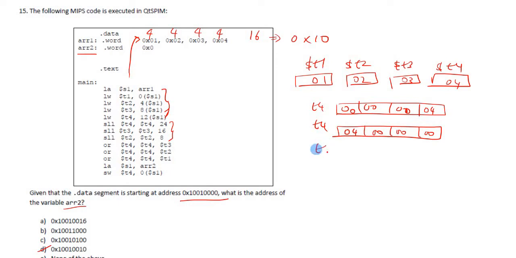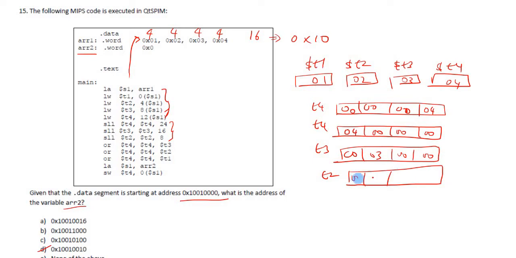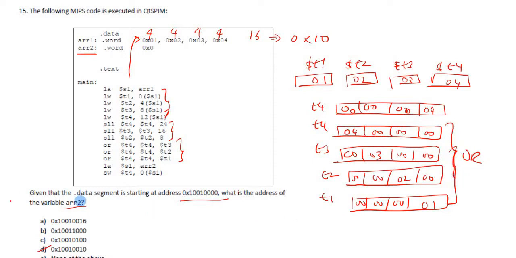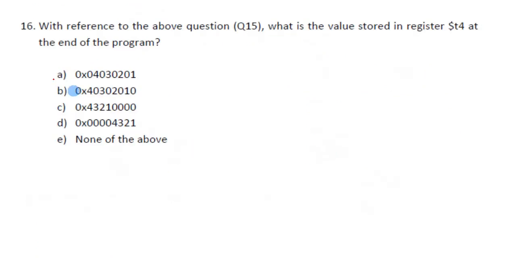Okay. And similarly T3, after I shift left by 16, what I have is 0003 0000. T2 after I shift left by 8, I have 00000200. And T1 I'm not doing anything, so T1 has the original value of 00000001. And here I'm doing an OR operation. So after I do an OR operation here, what I have is 04030201. Okay, that is written back to T4, written in T4 at the end of the program. So that is your question 16.